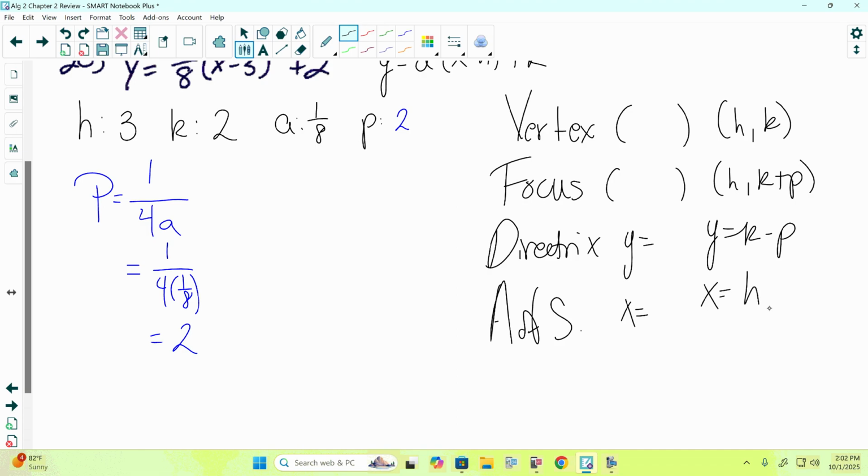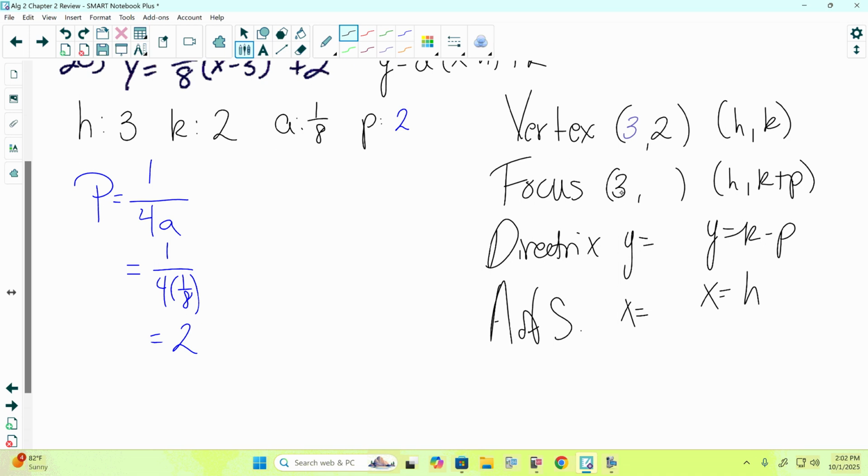We do not have to write the general forms on the test. I'm just writing them here so we have quick, easy reference between the two. Vertex is the point, h comma k. H is 3, k is 2. So the vertex is 3, 2. Focus. The general form tells us it's h comma k plus p.